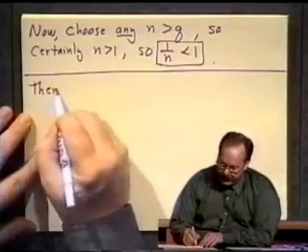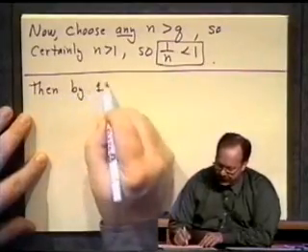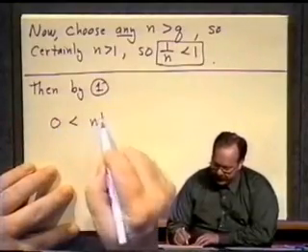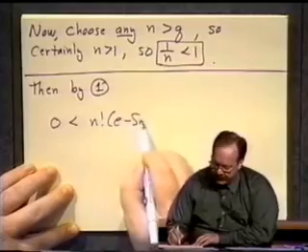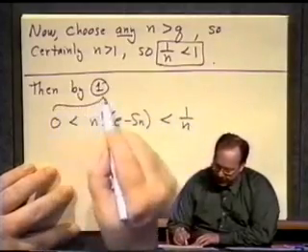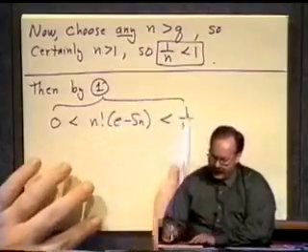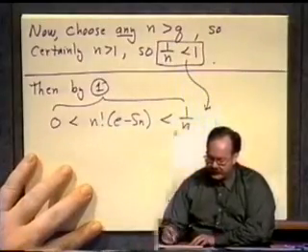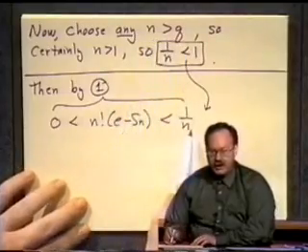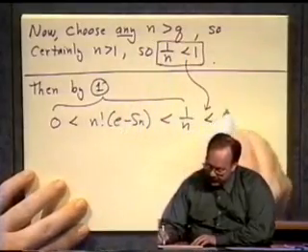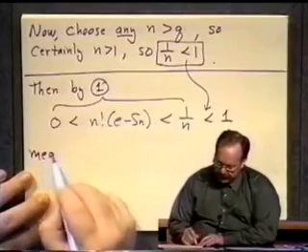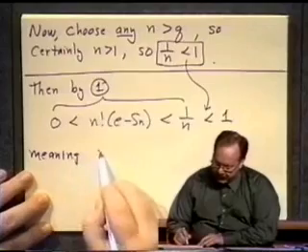Now we go back and pick up inequality 1. By 1, what do we have? We had 0 less than n factorial times (e minus s sub n) less than 1 over n. This is the part we get back from 1. Now in this case, by our choice of n, we chose one bigger than q. We have 1 over n strictly less than 1. So what does this mean?